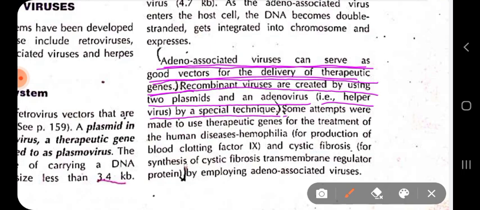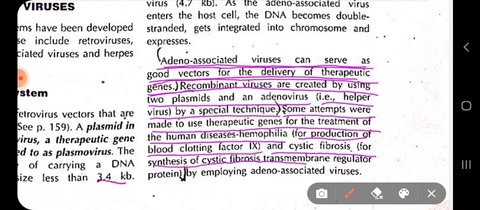Nowadays, some attempts are being made to use therapeutic genes for the treatment of human diseases like hemophilia, which is used for the production of blood clotting factor 9, and cystic fibrosis for synthesis of cystic fibrosis transmembrane regulator protein by employing adeno associated virus.